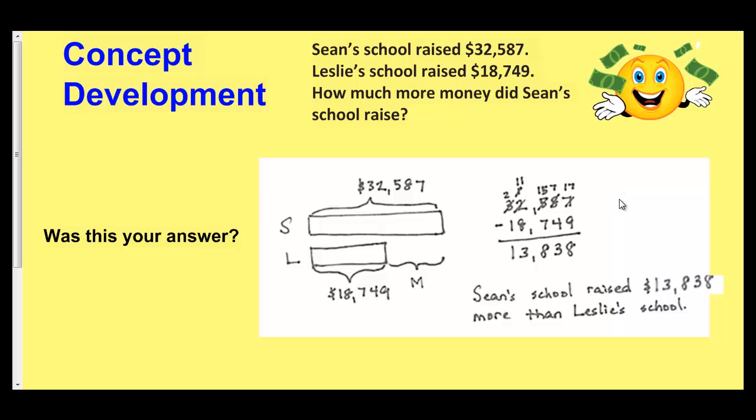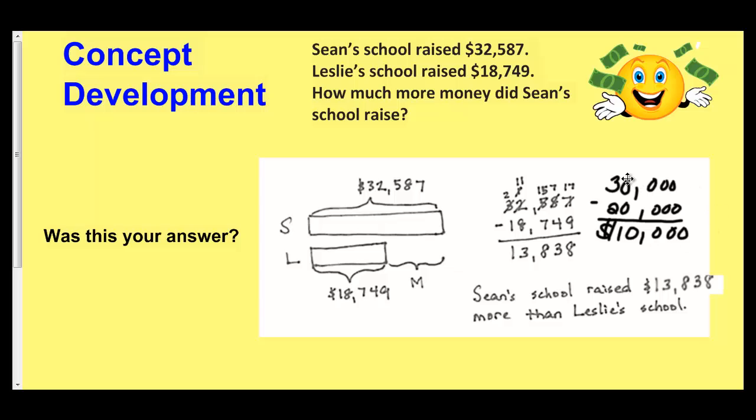Now we're going to estimate. So if I said that Sean's school raised about $30,000 and Leslie's school raised about $20,000 and I subtract these two, then I would get an answer of $10,000. So if my estimate is $10,000 and my actual answer is $13,000, I would say that my answer is reasonable.